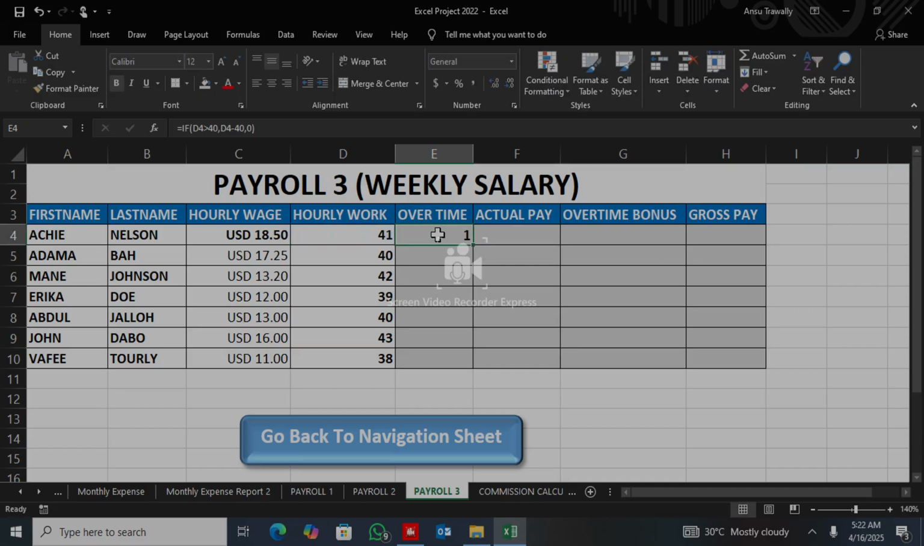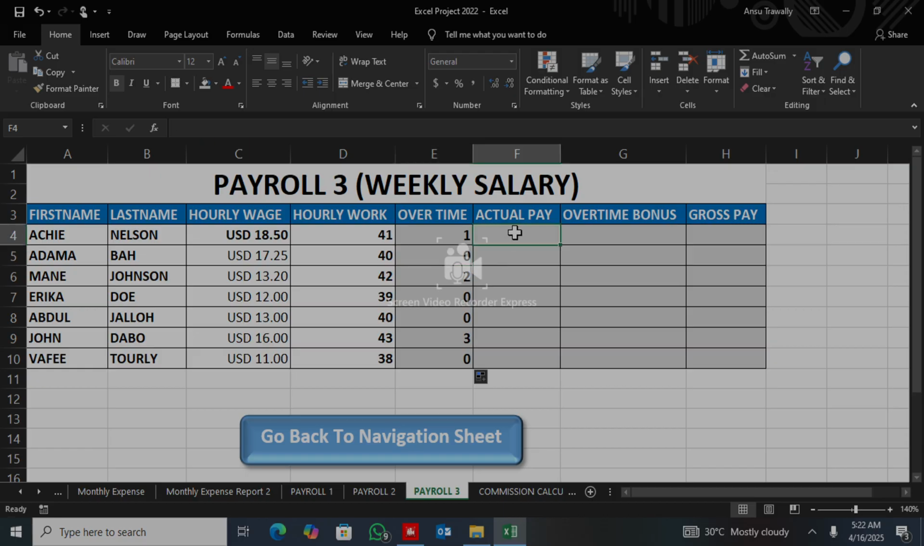So here we have overtime for Nelson, Achi Nelson, and here for Adamaba, she has no overtime because she worked for exactly 40 hours. This is why we get 0, because in the formula we use 0. Now this person has 2 overtime hours, this person has 0. They don't even reach the hours they're supposed to work for.